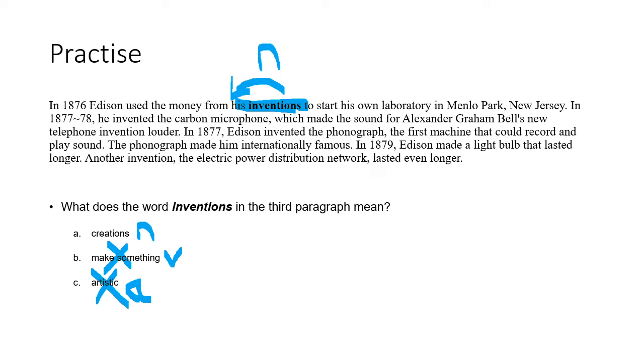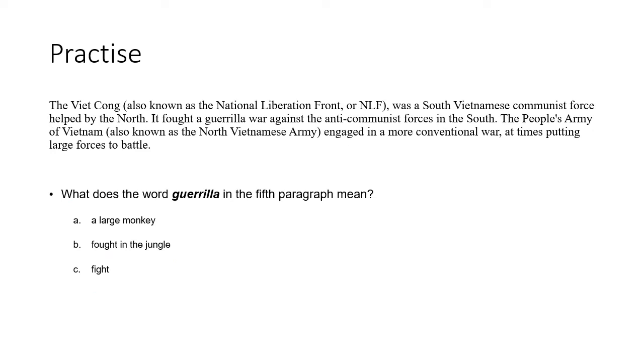But let's look at the context of the sentence. He used the money from his inventions to start his own laboratory. So his inventions, and he gets money from the inventions. So inventions might be something that he can sell. They might be things that he has made. Creations are things that you make and things that you could use or sell later. So it makes sense to say that inventions means creations in this sentence. Next practice.